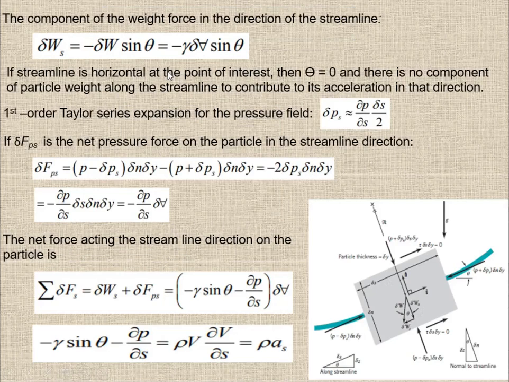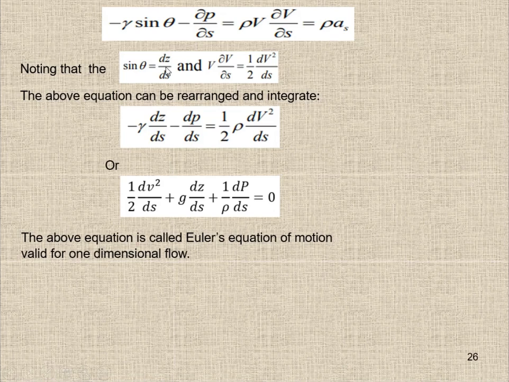How did it come? Here you can see this is the triangle along the streamline. So this is del z over del s. This is the perpendicular, this is the hypotenuse. The perpendicular over the hypotenuse is equal to sine theta. So sine theta is equal to del z over del s. So we replace del z over del s with sine theta, and this becomes like that.